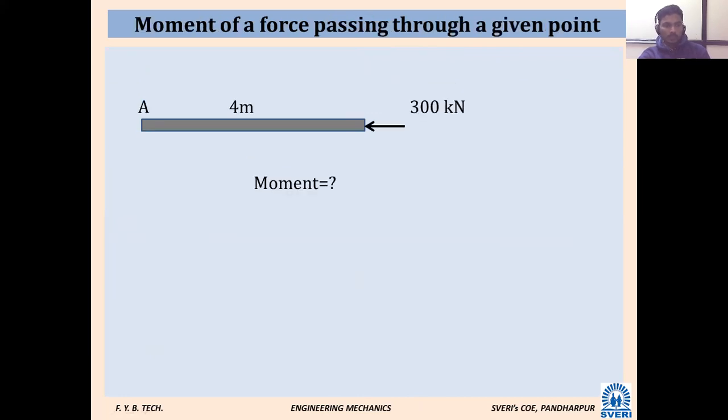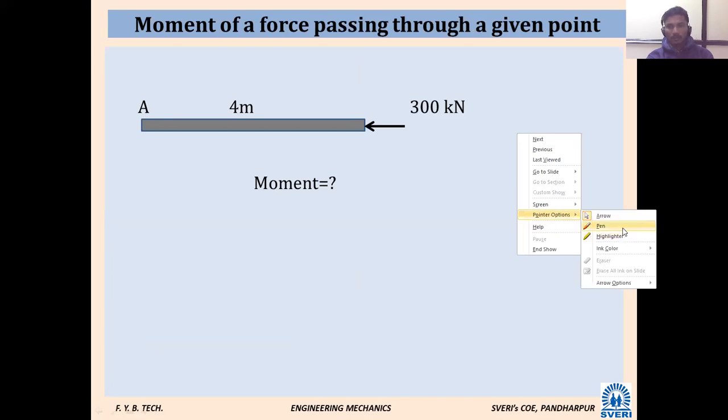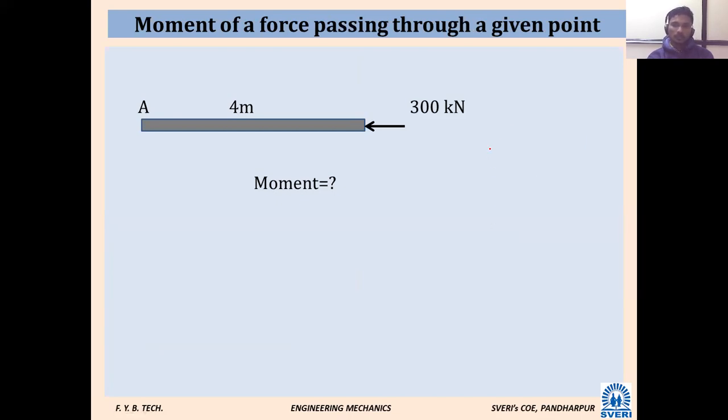Let us see what it is there now. One exceptional case is there. Exceptional case, very important exceptional case, I will say, very very important. What is it? Moment of a force passing through a given point. So exceptional case. Exceptional means what? Zero. Zero rotating effect. Zero rotation. Very good. That's what I was expecting. Very good. Zero. Now tell me why zero?